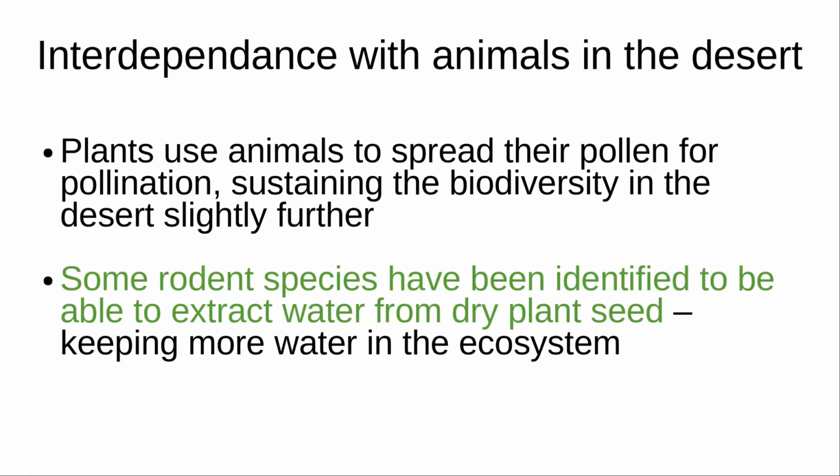Animals are slightly more important though, as plants use animals to spread their pollen for pollination, sustaining the biodiversity in the desert slightly further. Some rodent species have been identified to be able to extract water from dry plant seed, keeping more water in the ecosystem.